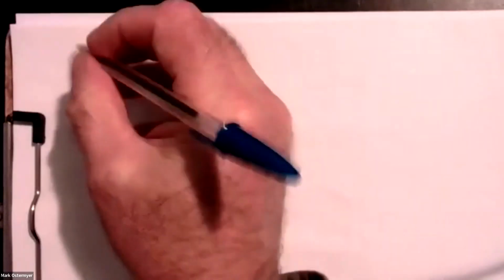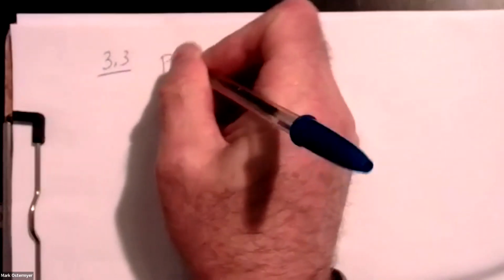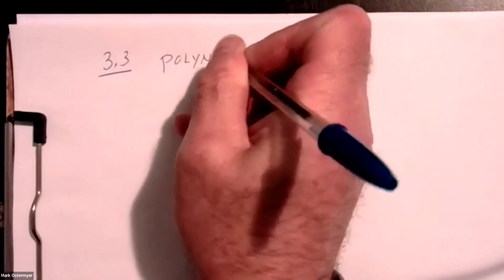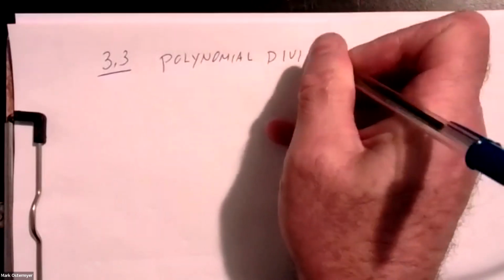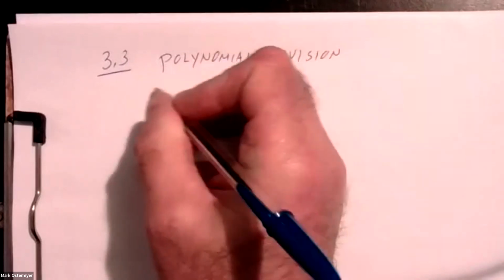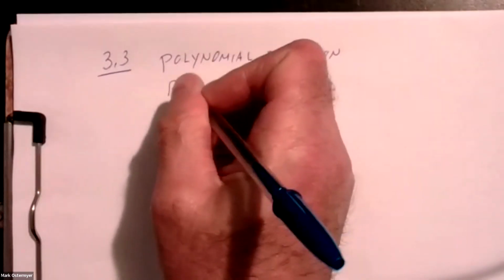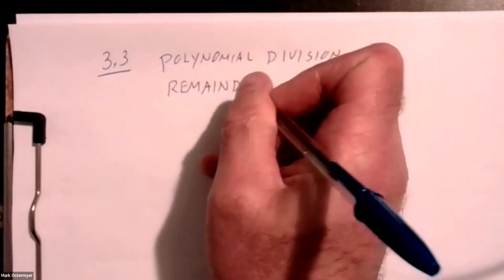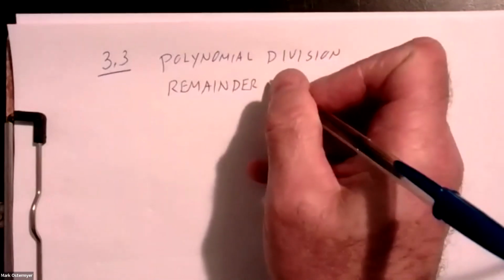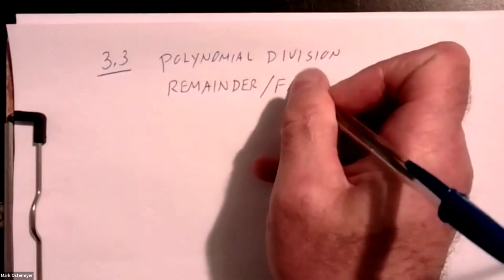Okay, here we go. Section 3.3, entitled Polynomial Division. And then we're going to learn a couple of very interesting theorems: the remainder theorem and the factor theorem.